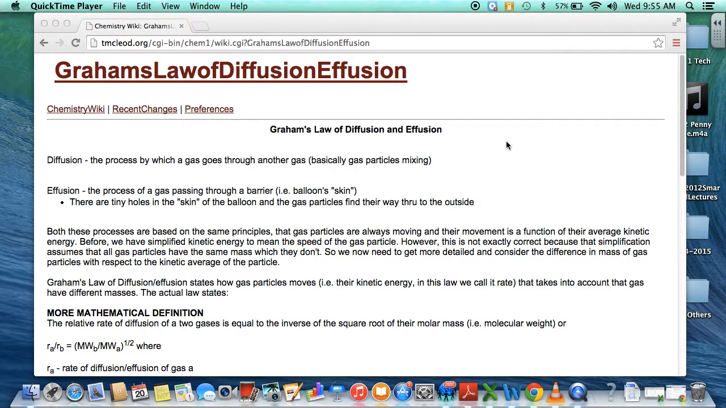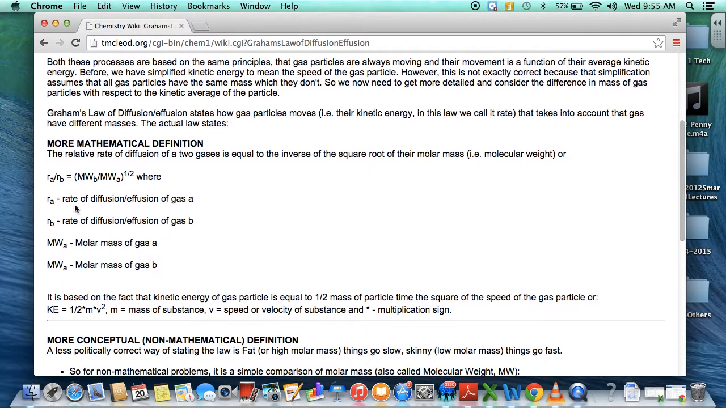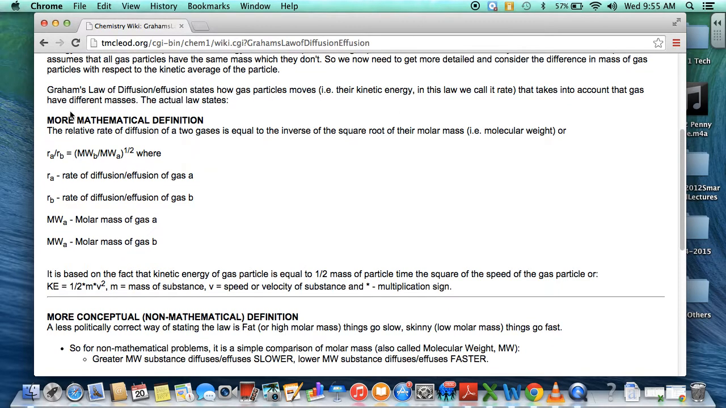And I gave you an example of the actual mathematical calculation right here. RA is the rate of diffusion or effusion of gas A, and RB is the rate of diffusion of gas B. And MW is the abbreviation for molecular weight. I used 1/2 instead of a square root sign because this type of computer program doesn't do square root signs.